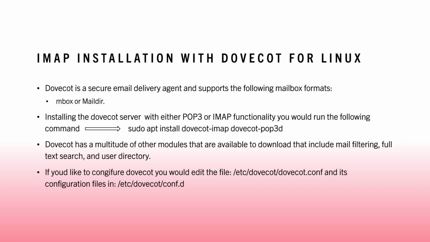IMAP installation with Dovecot for Linux. Dovecot is a secure email delivery agent and supports the following mailbox formats: inbox or maildir, or mail directory. To install the Dovecot server with either POP3 or IMAP functionality, you would run the following command: sudo apt install dovecot-imapd dovecot-pop3d.